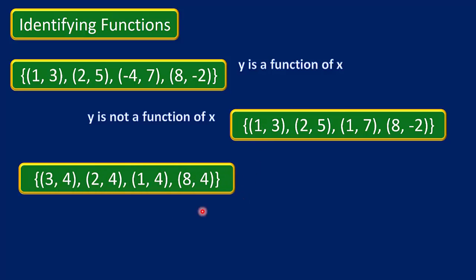Okay, let's look at this one. We've got 3 corresponds to 4, 2 to 4, 1 to 4, 8 to 4. Now, all the y's are 4s. However, the x's are different. This 3 corresponds to only one number, and that happens to be a 4. This 2 corresponds to one number. That happens to be 4. All the x's correspond to exactly one number. It just happens they're all 4s. So y is a function of x.